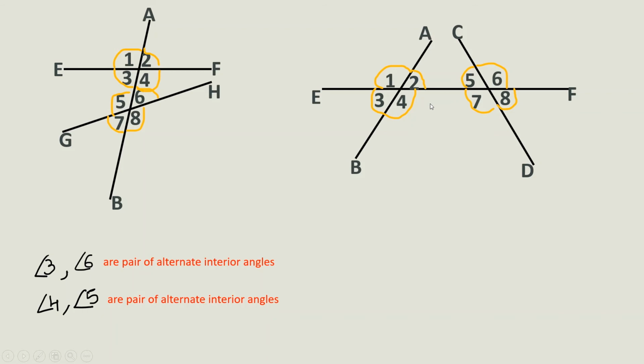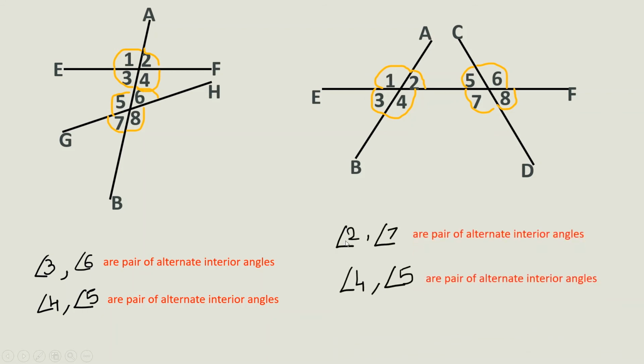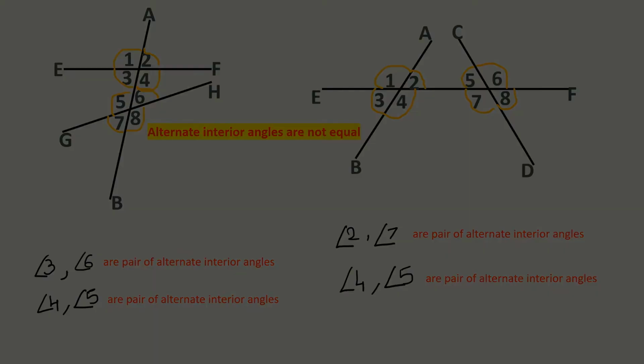Now let's point out the alternate interior angles in this. Angle 2 and 7 are alternate interior angles, and 4 and 5 are alternate interior angles. All alternate angles in non-parallel cases will never be equal.